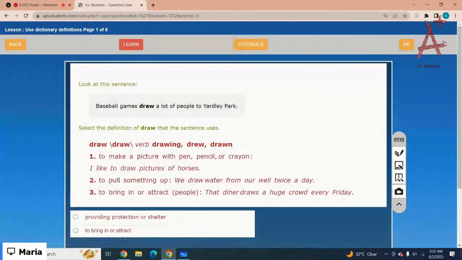Got it? Okay, baseball games draw a lot of people to Yardley Park. So you have to look for the definition of the word draw that the sentence uses. The three definitions are to make a picture with pen, pencil, or crayon, to pull something up, or to bring in or attract. So, which is the meaning of the word draw here?